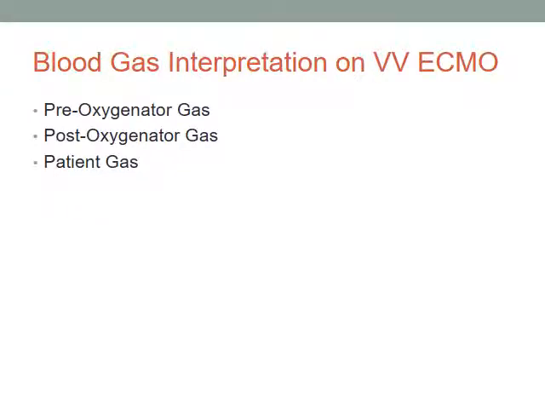Okay, blood gas interpretation on a VV ECMO. Time for the respiratory therapist to wake up. So we've got several places we can draw blood. We have pre-oxygenator gas, post-oxygenator gas, and patient gases. Those are fundamentally the three ways we can draw blood gases on VV ECMO. We can draw blood from the patient, we can draw blood before the pump, before the oxygenator, and we can draw blood after the oxygenator. These can tell us different things.